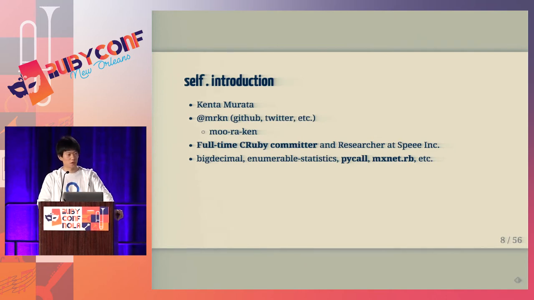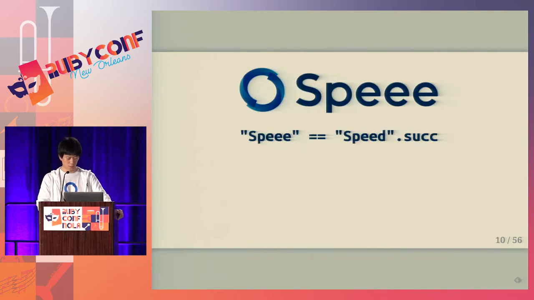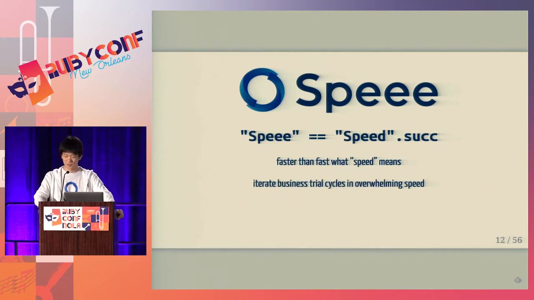I'm working at SPI Inc. as a full-time senior Ruby committer. So this is my company's logo. The company name SPI literally equals the success of speed. It means that it's faster than faster, what speed means. Well, in other words, the company iterates its business trial cycles at overwhelming speed.